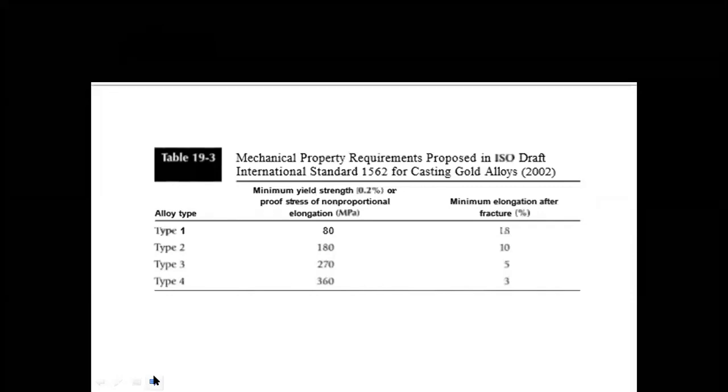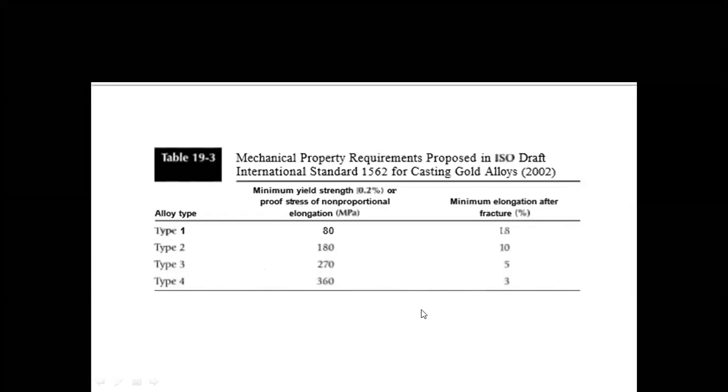Then you have type 2, where you have yield strength of 180 and minimum elongation of 10. Then you have type 3, which has a yield strength of 270 and percentage elongation of 5. And you have type 4, where the yield strength is 360 megapascals and percentage elongation is 3. Now this also comes for your casting gold alloys. This is also important.